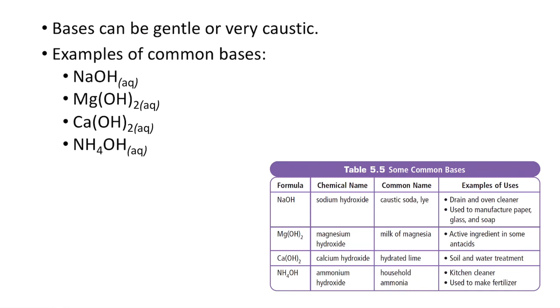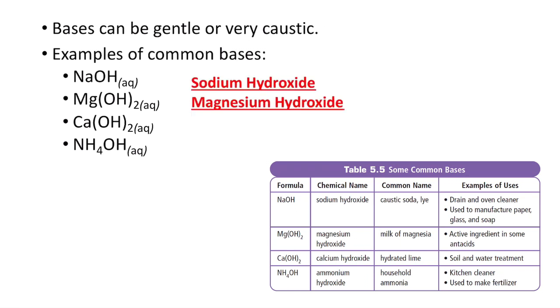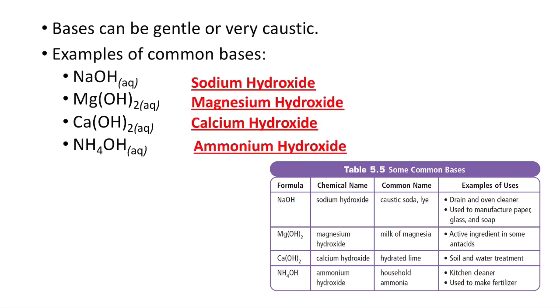Okay, so the table at the bottom, and I'll put these up for you. There you go. Those are all the ones that I just listed off. The table provides some more information. A lot of these, as I said, are used in cleaners. One of the examples is an antacid, which is right here.